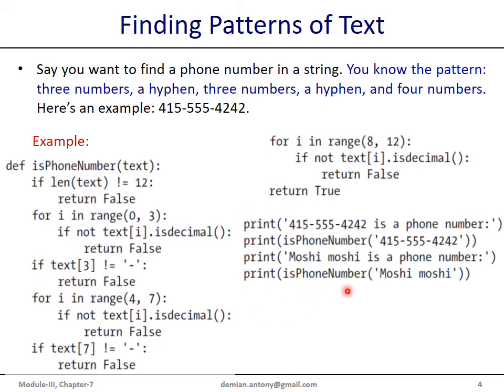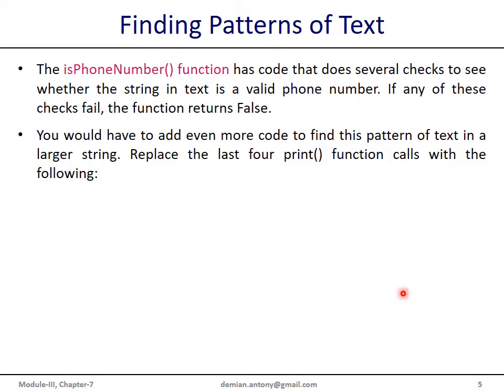And this is the main program. We pass the text, and this first one qualifies, and this second one will not qualify because it contains only characters. And you know, this phone number function makes several checks on a given string to recognize whether the text is a valid telephone number or not.